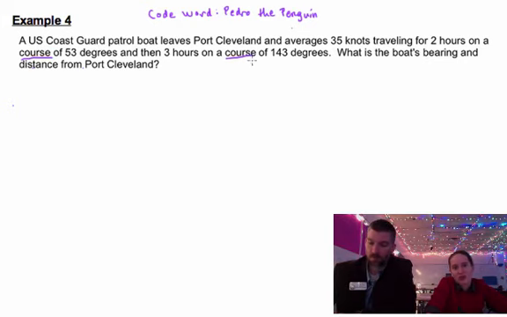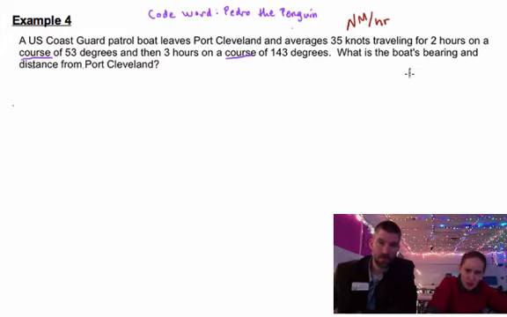So, example 4. A U.S. Coast Guard patrol boat leaves Port Cleveland and averages 35 knots, which we decided earlier the first time that we did this problem. That's nautical miles per hour. That's what knots mean. It travels for 2 hours on a course of 53 degrees, and then 3 hours on a course of 143 degrees. What is the boat's bearing and distance from Port Cleveland?